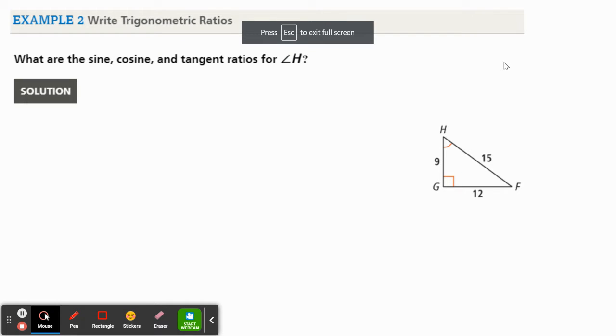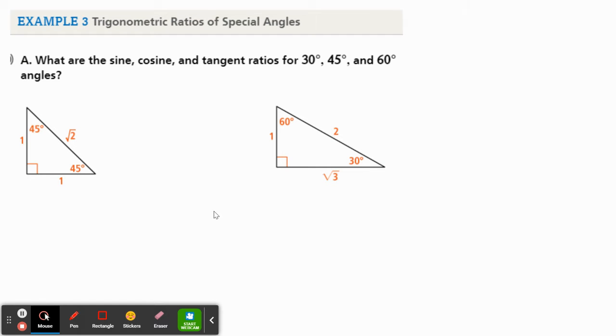All right, so let's continue on with finding sine, cosine, and tangents. We're going to now combine the last lesson with this one and look at our special right triangles. Okay, so here we go. What are the sine, cosine, and tangent ratios for 30, 45, and 60 degree angles?